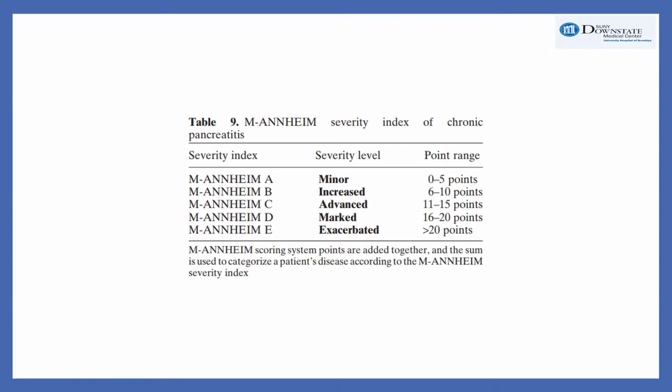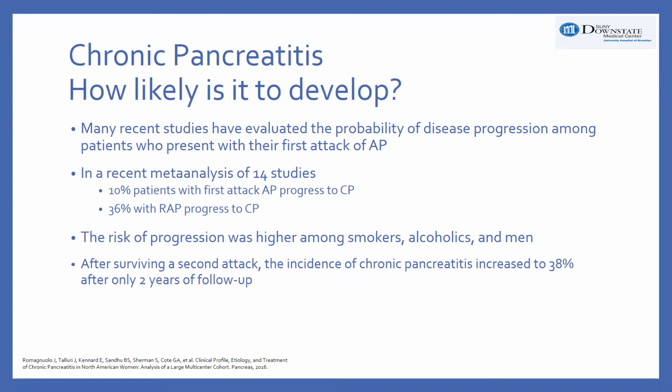The classification, as you can see, goes from minor to exacerbated, and it deals with the number of points. It's quite easy for somebody to get to 11 or 15 points, and that classifies as advanced pancreatitis. We don't have much data yet in terms of how this classification impacts how we deal with the patients, but perhaps as we go forward, I would like to implement this classification, although it's a little bit difficult.